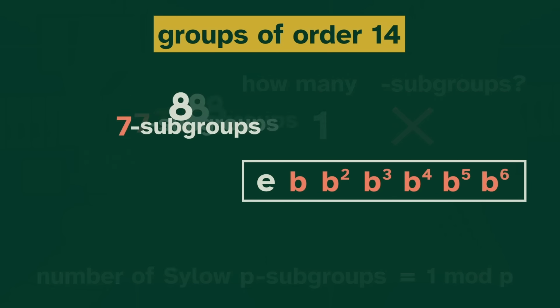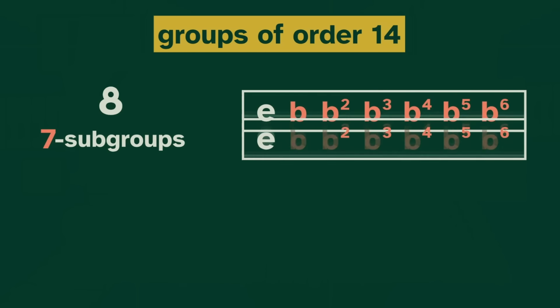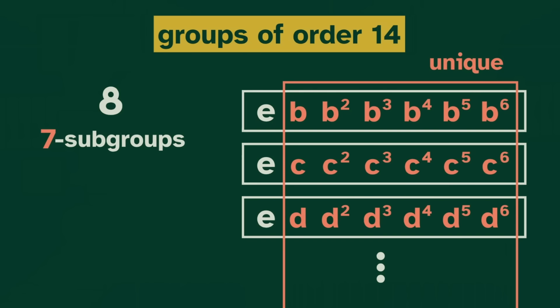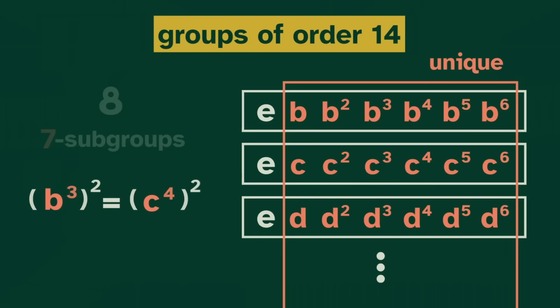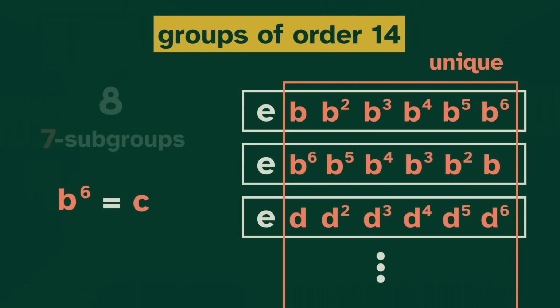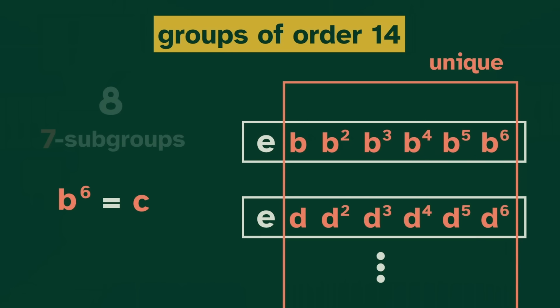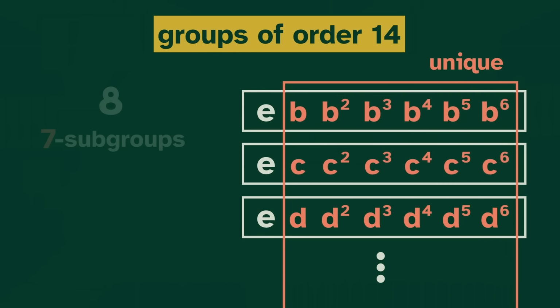If there are 8, then we will have B and its powers, C and its powers, and so on, for 8 subgroups. They all share the neutral element, Einheit! But all the other elements must be unique. Wait, why? Let's say B cubed equals C to the 4th. We can find that C is a power of B. So every power of C is also a power of B, meaning that these subgroups are the same. Because 7 is prime, the different subgroups must have different elements.